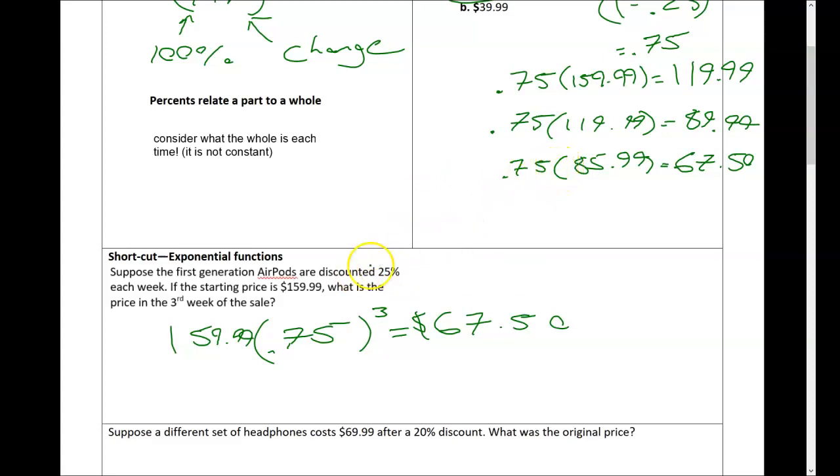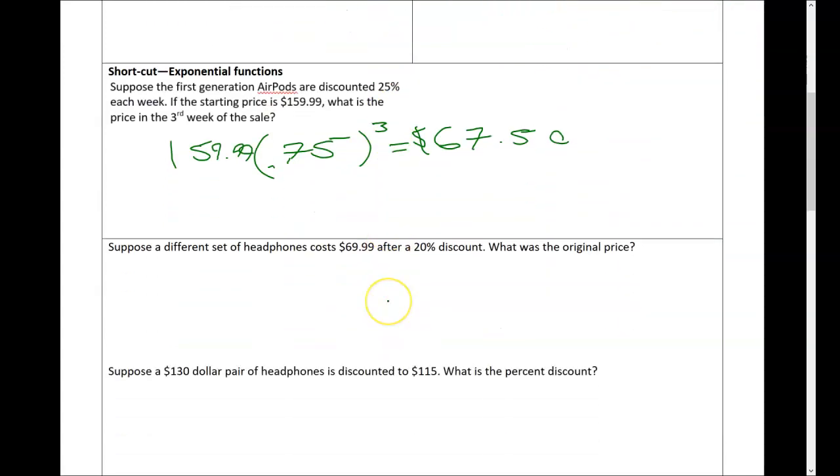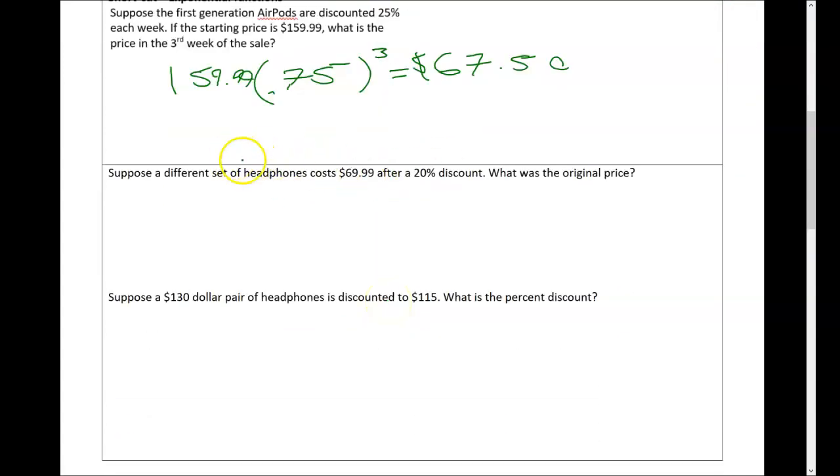We're going to tackle a couple of different examples. And I want you to set these all up the same way. So here we have a different set of headphones that cost $69.99 after a discount, and we want the original price. So my 20% discount is 1 minus R, right? So 1 minus 0.2 is 0.8 is my discount. But this is not the original price anymore. This is the new price.